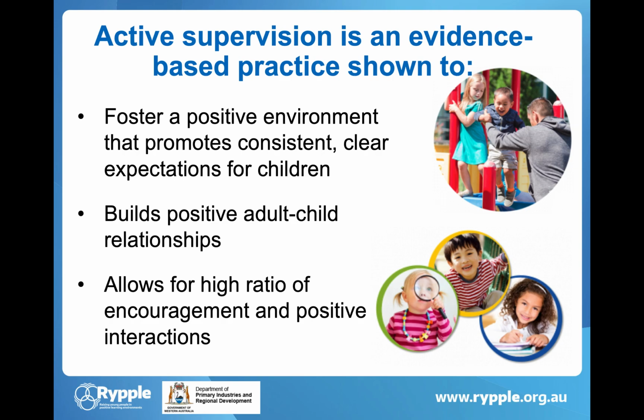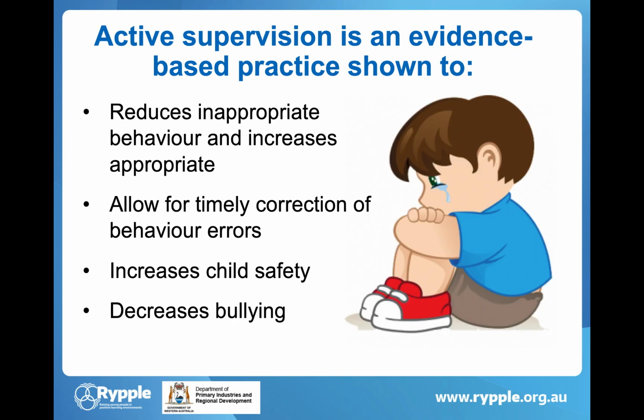Active supervision is an evidence-based practice, and it's shown to foster and promote a positive environment with consistent, clear expectations for children. In Module 1, we looked at clearly defining and teaching expected behaviours. Active supervision is the follow-up and ensuring that we give every child assistance to meet those expectations, and encouragement for when they do meet those expectations. Those frequent encouragements, giving specific positive feedback, are those daily interactions that build positive adult-child relationships. And as we talked about in the previous training video, they allow for high rates of encouragement and positive feedback to students when they are doing the right thing.